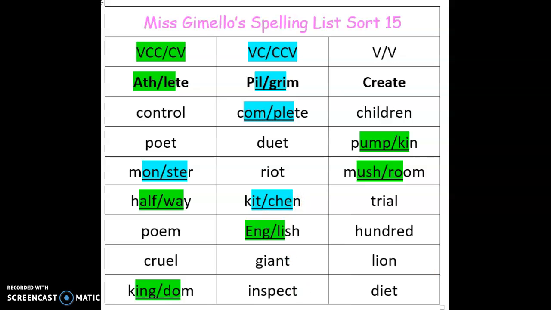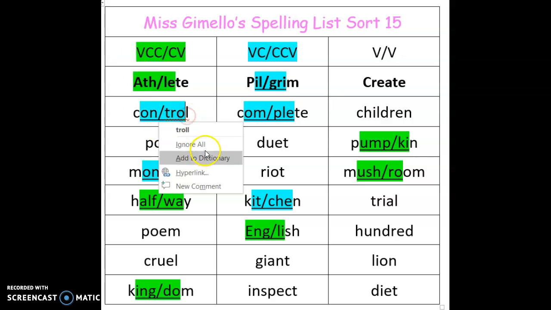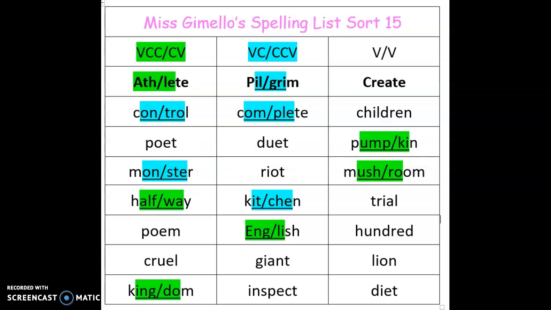Kitchen. We have control. It splits after con, control. Vowel, consonant, split, consonant, consonant, vowel. That pattern fits. We have three more. Hundred. Vowel, consonant, split, consonant, consonant, vowel. Absolutely.